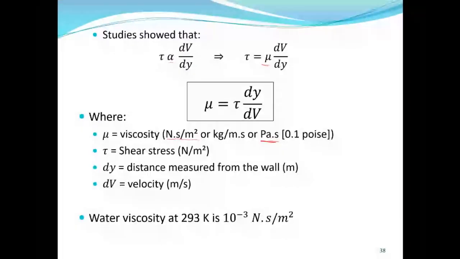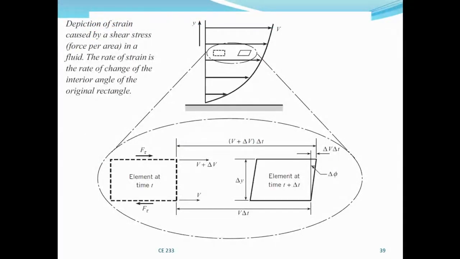All right, the figure is in the next slide. I will check it. All right, so this is a depiction of strain caused by a shear stress, which is force per area in a fluid. The rate of strain is the rate of change of the interior angle of the original angle. If you consider this to be a solid surface, not moving, you have fluid flowing over it.